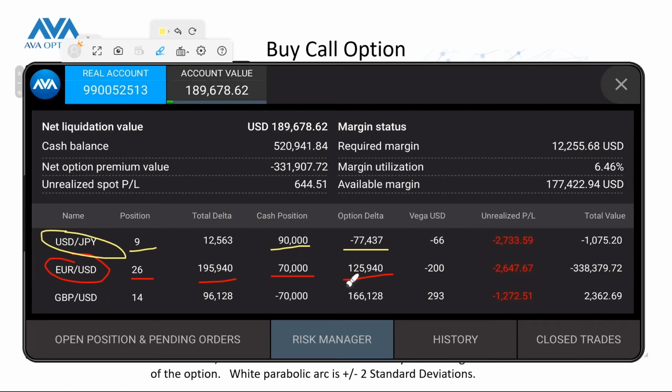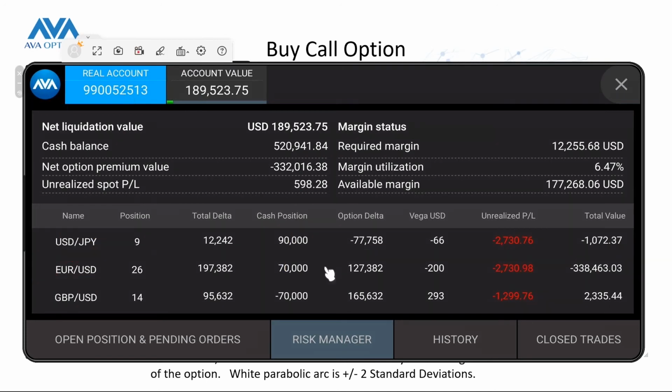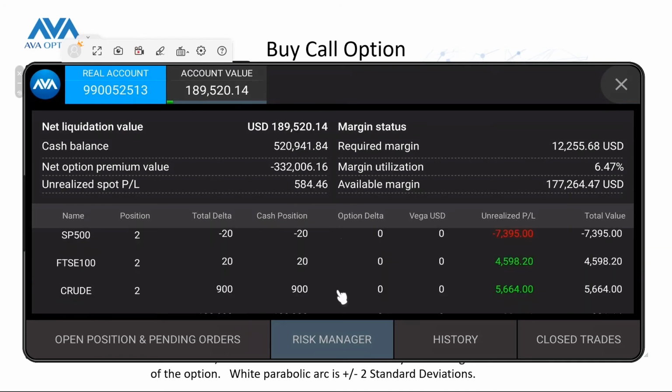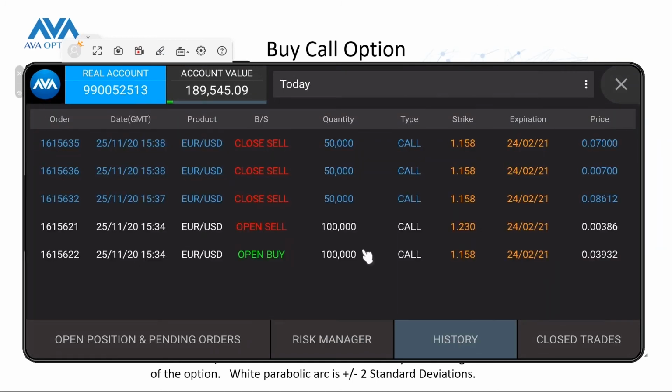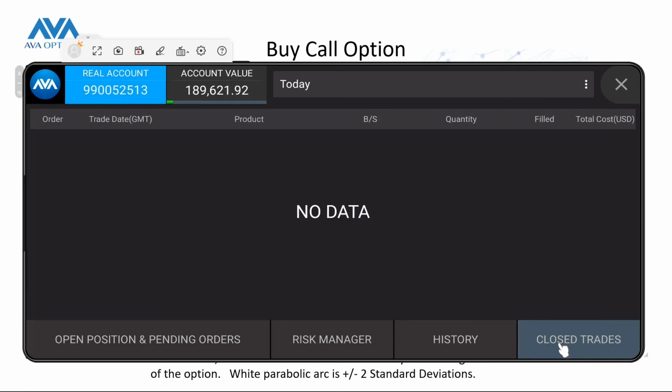And in the desktop, the upcoming web trader, you'll be able to see scenario analysis and see how your portfolio looks over time. That'll probably be a new webinar in the next 2 weeks to explain how to use the new web trader. So that's risk management. And you can also, whoops, there's more lines in here. So here's all our risk. Here's history. So here are the trades that we've done today. We did 1 open buy and 1 open sell, and then we put 3 limit orders in blue. Closed trades, I've not closed anything today.